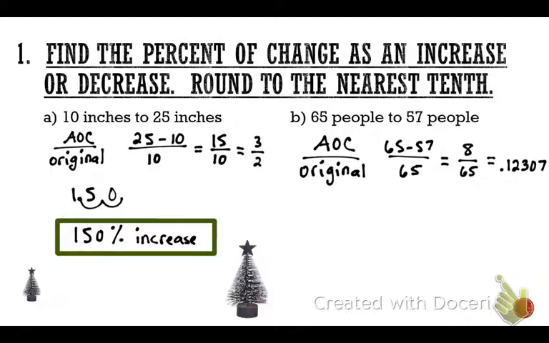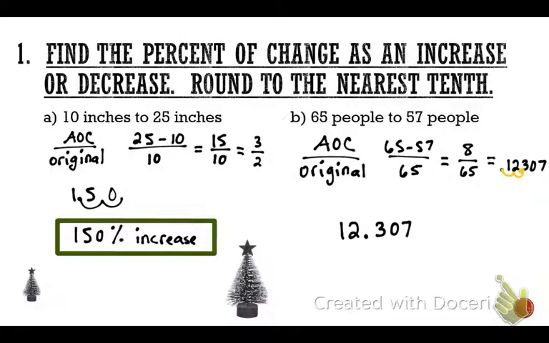0.123. Okay, very good. Now I want to change that decimal to a percent. Ellie, how do I do that? Two places to the right. Okay, so now my decimal point has been moved there, and I'm left with 12.307. Okay, and it did keep going on.